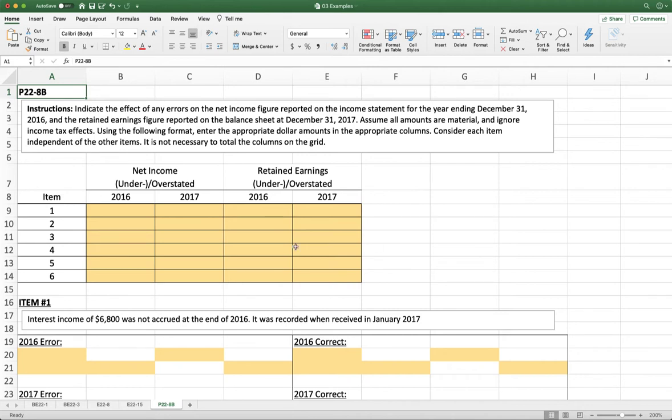So the question's really asking us just for net income in this year and retained earnings in this year, but we're going to do net income for both years and retained earnings for both years because I think it becomes a little bit more clear what's happening when we do it that way.